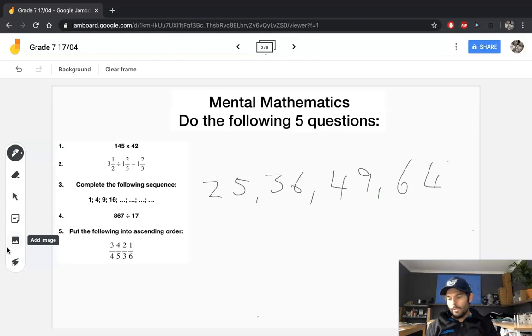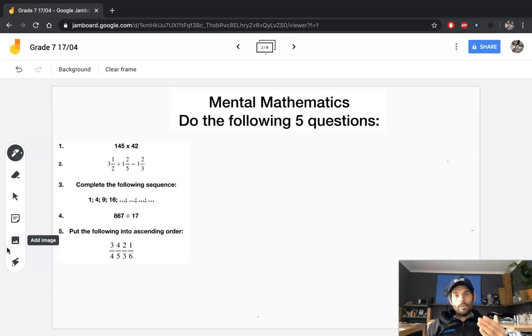Okay, square numbers. So remember that square numbers are obtained by multiplying a number by itself. Okay, 867 divided by 17. I'm going to just do it by multiplication. So I'm first going to go and see what is 17 times 10. Okay, we can all do that.